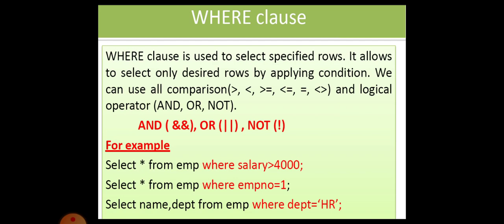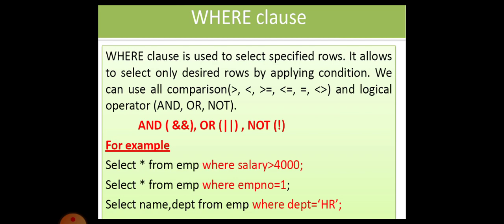Look at the next one. Select star from employee where employee number equal to 1. In a similar way the compiler executes. It goes for the table, then to the column name, that is employee number, then it finds the value 1 and it fetches the record of employee 1.